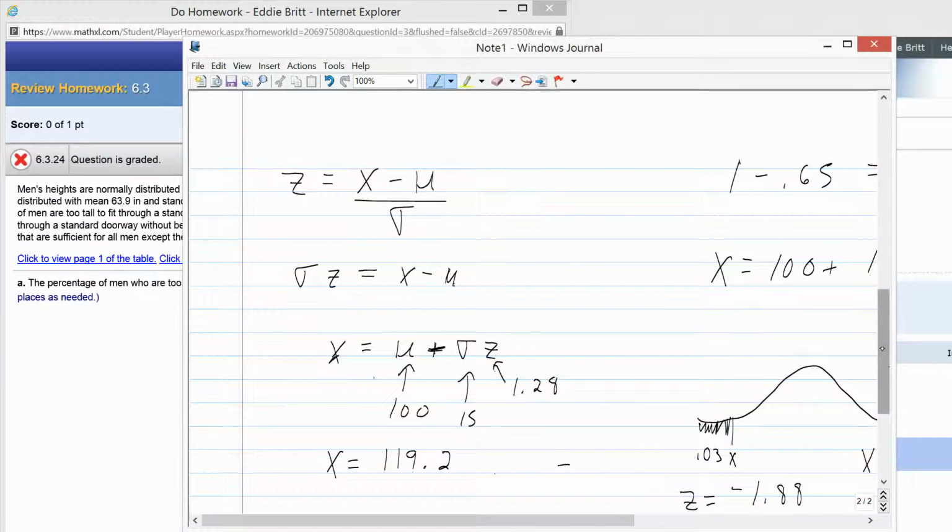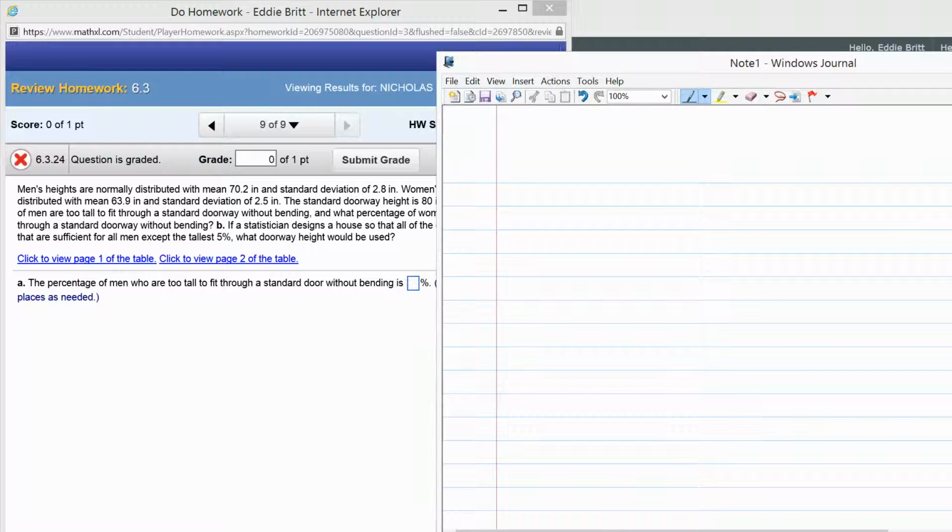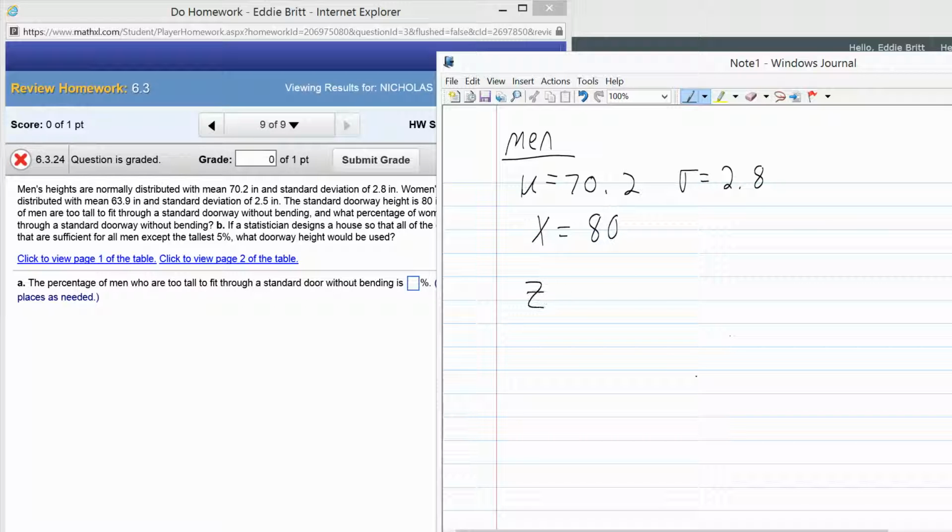So, let me open up a new page real quick. For the men, we have a mean of 70.2 and a standard deviation of 2.8. The x in our formula is 80 inches. Okay, and so let's see what z-score that would correspond to. Remember, it's x minus mu over sigma. So that's 80 minus 70.2 over 2.8.